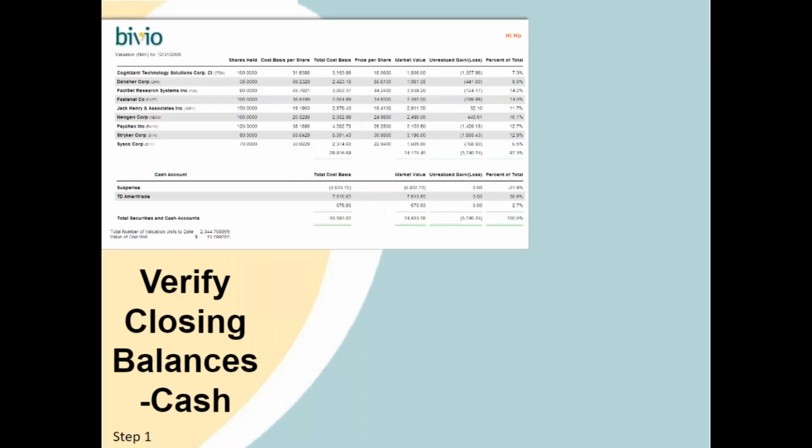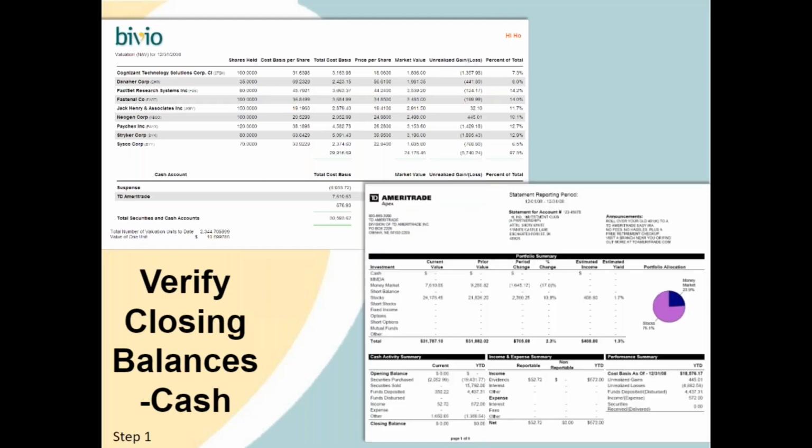I do want to highlight Step 2 of the audit because it contains 2 critical checks that will quickly tell you right off the bat whether you're even close to ready to prepare your taxes. This is to verify that your closing balances are correct in bivio. You do this using a bivio valuation report and your end-of-year statements for each of your financial accounts.